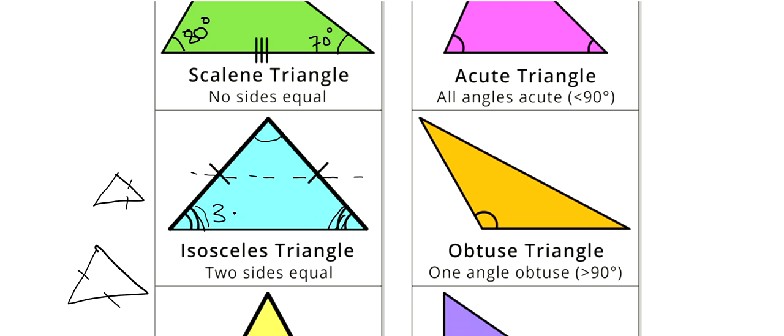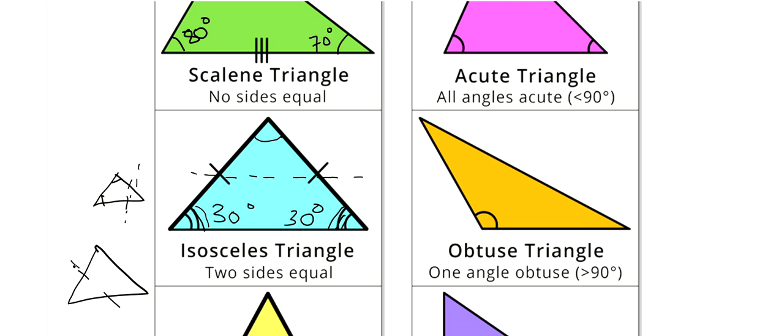For example, if this one is 30-degree, this one also needs to be 30-degree. So we understand that base angles of isosceles triangles are equal. In this example, when I connect these two lines, these are the two angles that are on the same side. So these two angles must be equal. So these two are the base angles.